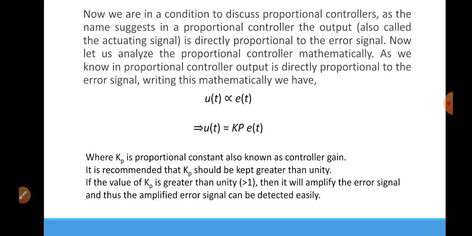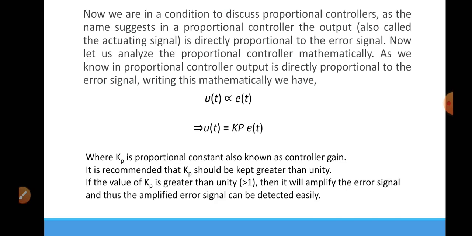If the value of Kp is greater than unity, then it will amplify the error signal, and thus the amplified error signal can be detected easily. Why are we using this proportional controller? Sometimes the error signal is very weak or in very small quantity, and this small deviation or small change in your error signal is sometimes left undetected by the plant.